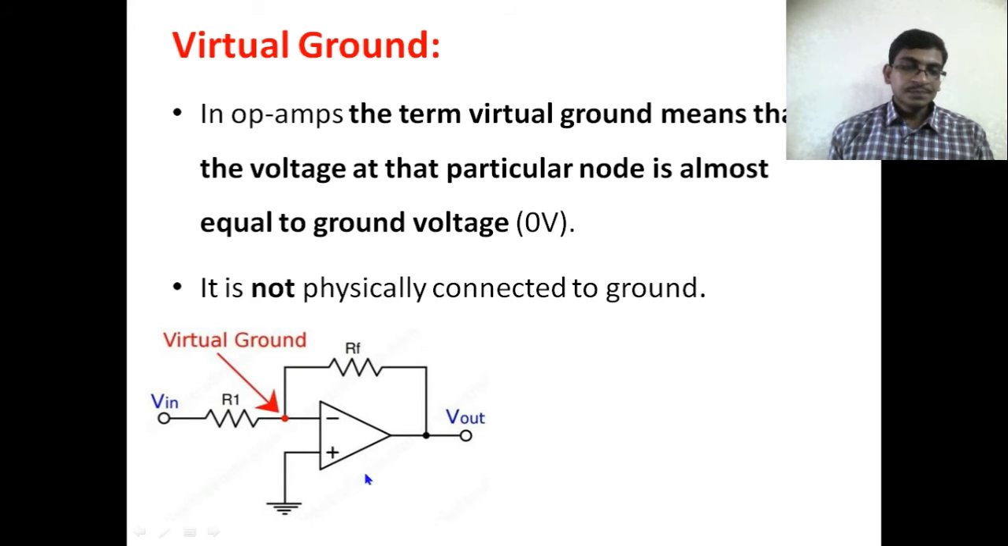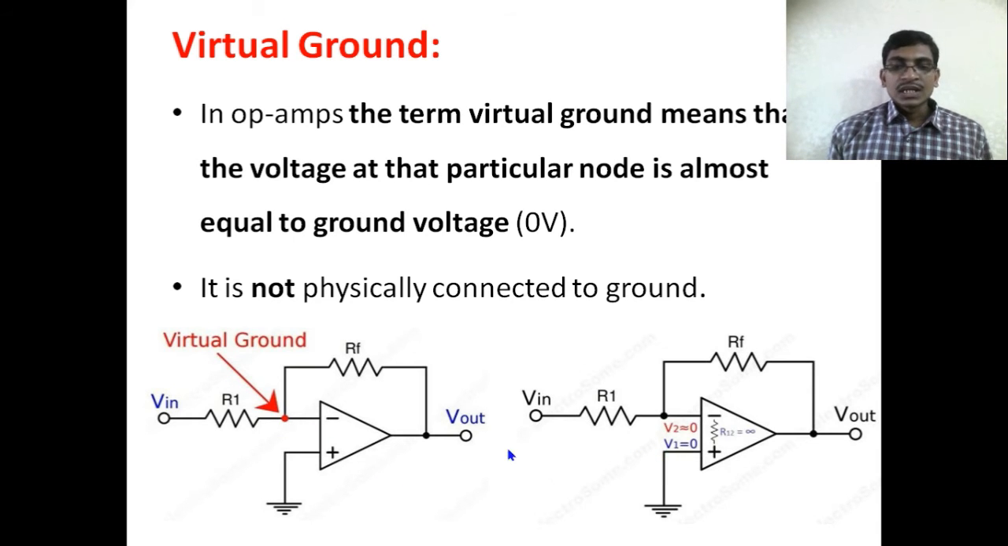See this diagram. In this diagram, this node is called a virtual ground. We already know the non-inverting input is given to the ground, but the inverting terminal of our op amp is given the VIN voltage through the R1 resistor. But I am saying the voltage at this node is almost equal to 0, so we can say the voltage at the V1 terminal is 0 and the voltage at the V2 terminal is also approximately equal to 0.